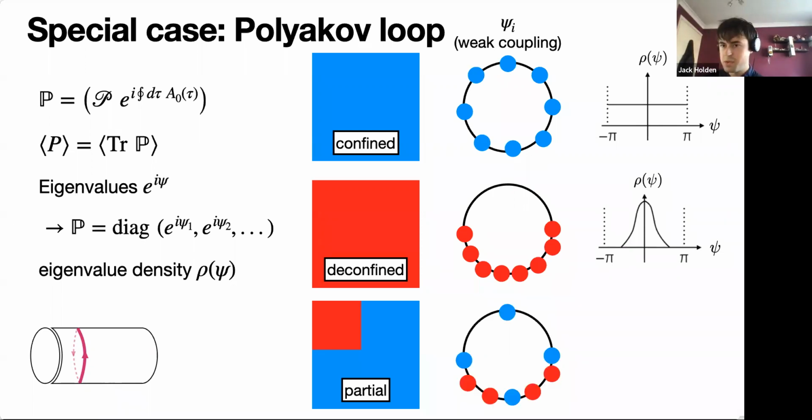So now for the partial phase, we expect a mix between these two. Some of the eigenvalues are uniformly distributed, and we say that this acts like the confined phase. So the confined subsector corresponds to the uniformly distributed eigenvalues, whereas the deconfined eigenvalues are non-uniform. And so the density distribution will look like this, where it's non-uniform, but also it has support for all eigenvalues.